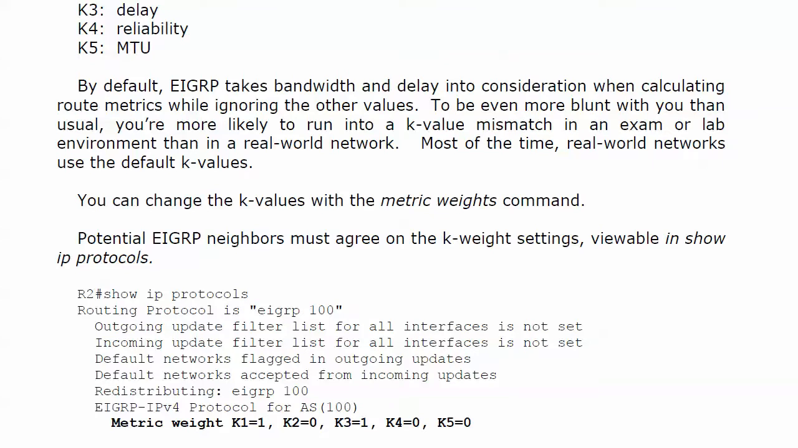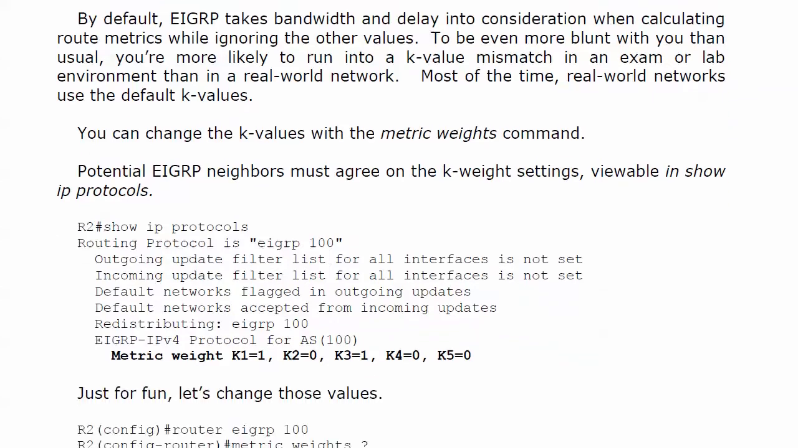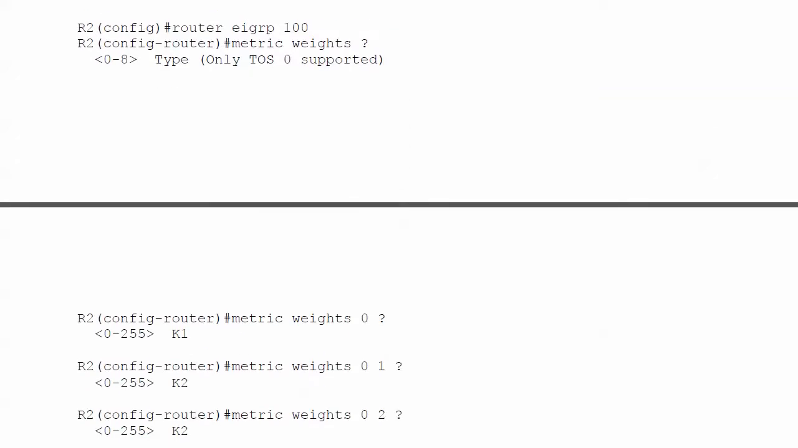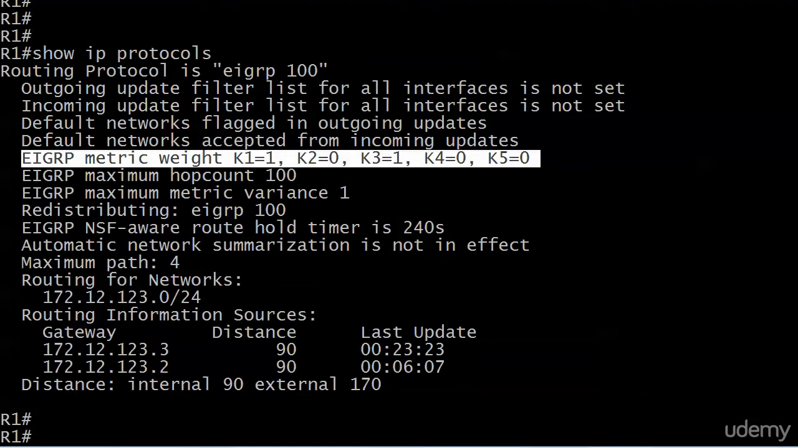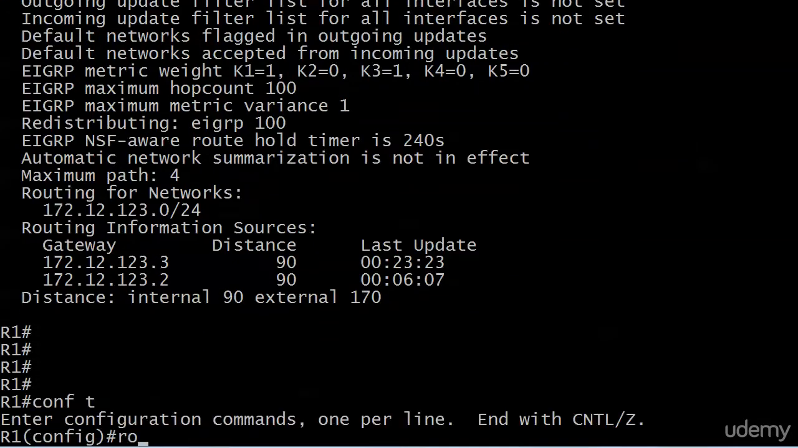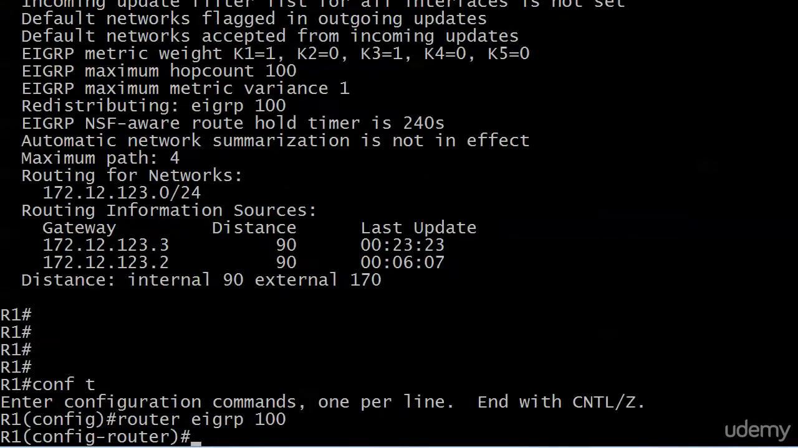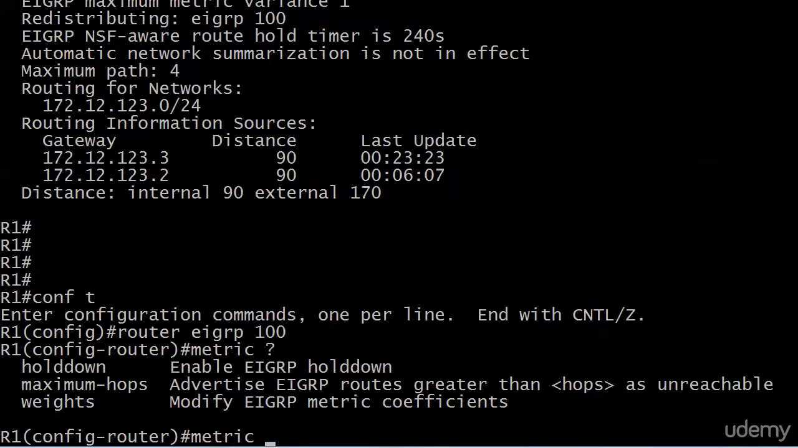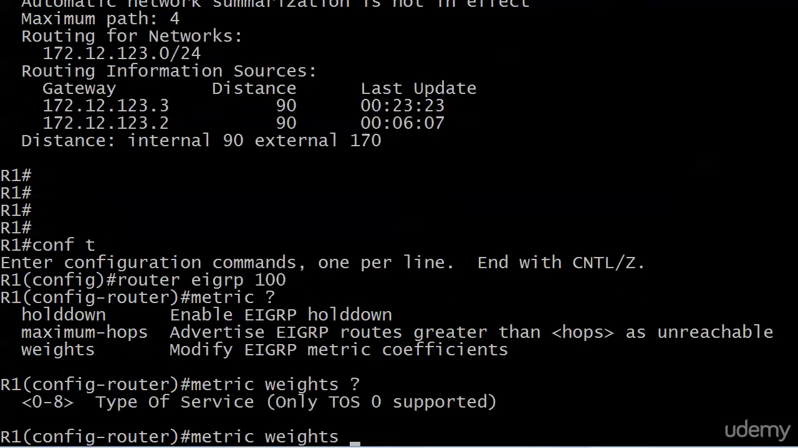You can change those values with the metric weights command, and we're going to change those. I'm going to bring router EIGRP 100 right back up and let's look at this metric weights command. We do have a hold down and a maximum hops. There are other metric commands, but we're just sticking with weights. The first one we get, I love this. You're given a range of 0 to 8 for type of service, and only TOS 0 is supported. Therefore, that is the one you should pick.